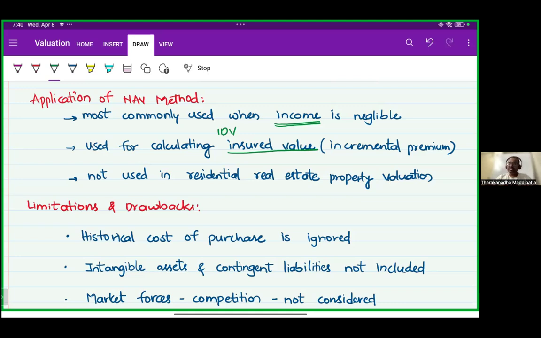So usually this NAV method is applied in insurance cases. And NAV method is not suitable for real estate property valuation, especially residential real estate property valuation. So it is not ideal for residential real estate property valuation. Am I clear till now?